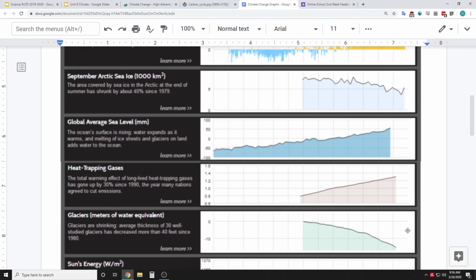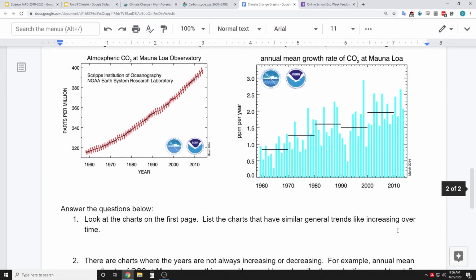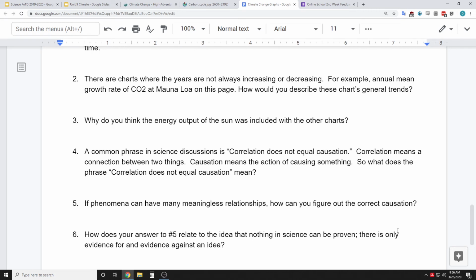I would expect probably not. So that becomes a little bit interesting. Even though things correlate, you need to figure out, do they work with each other? And then we start to go into, if a phenomenon can have many meaningless relationships, how can you figure out the correct causation? And really, this is the good question of science.